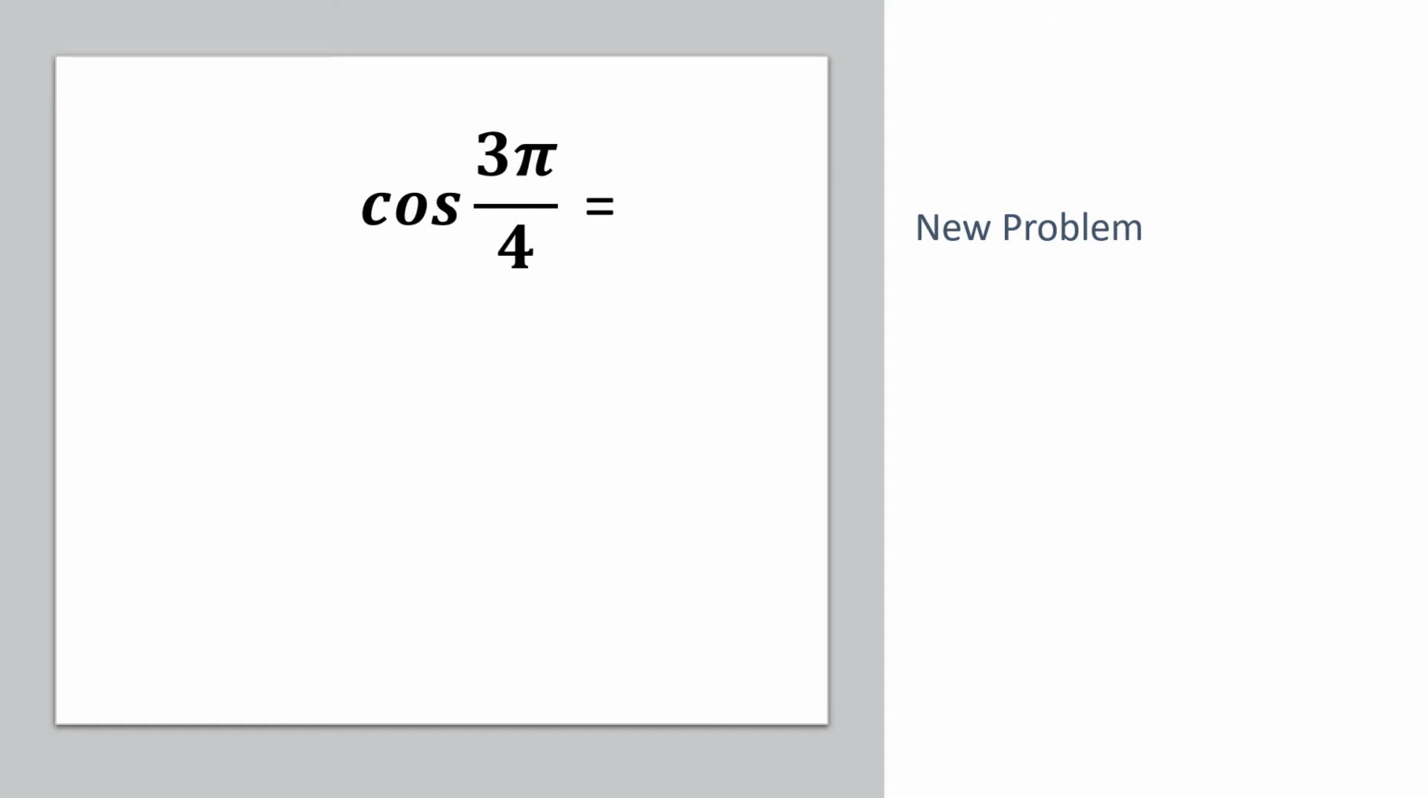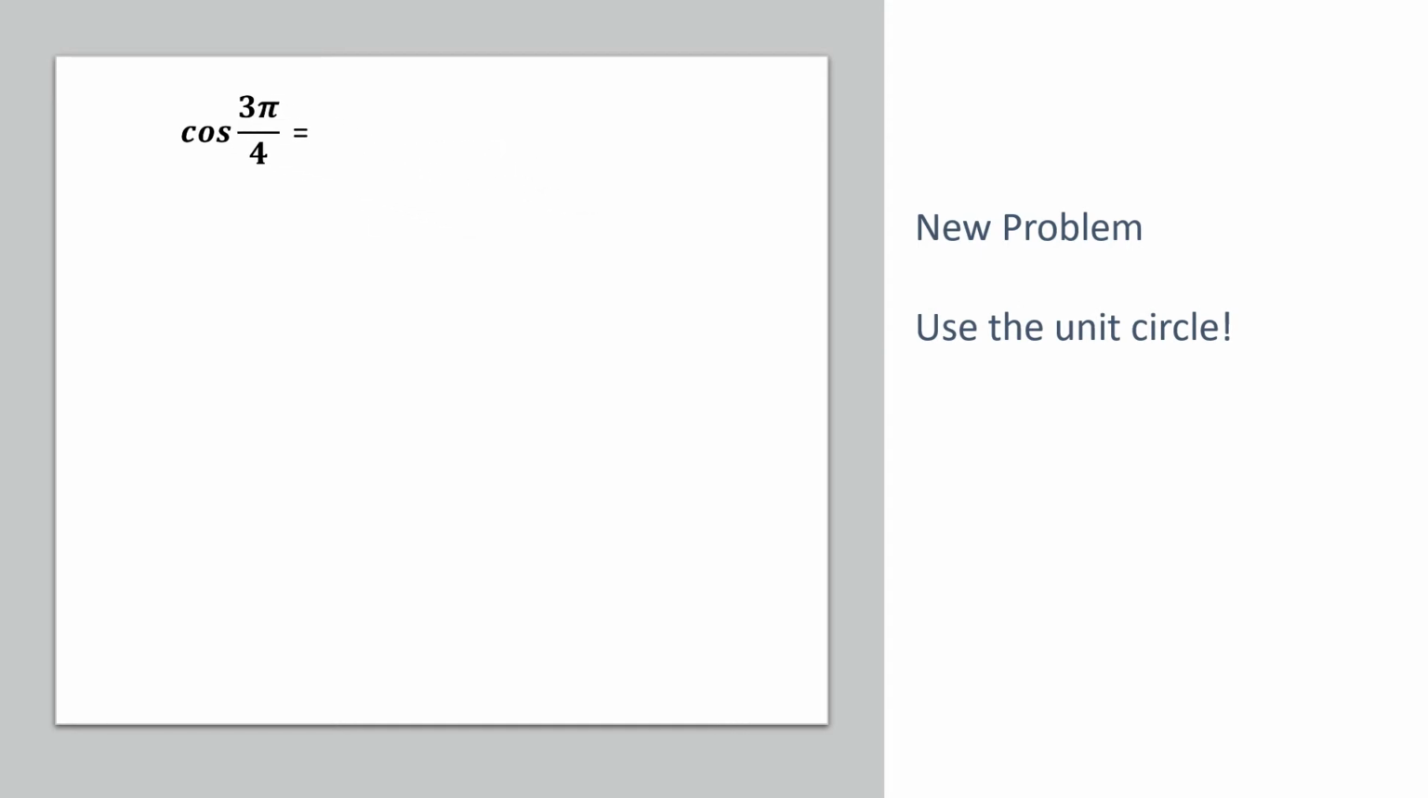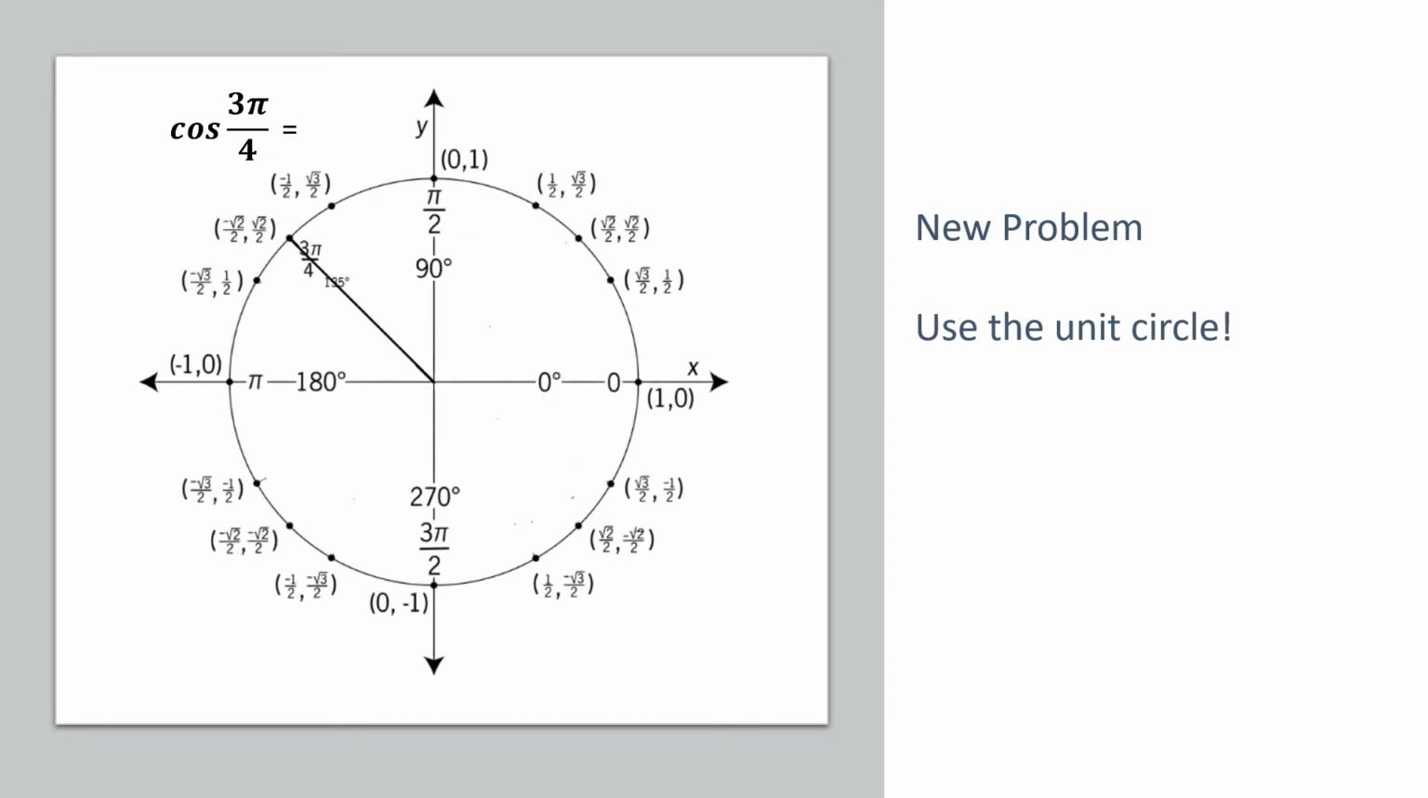So let's look at a different problem. Let's look at cosine of 3 pi over 4. To solve this, I would use the unit circle. What we would get is we would look at the angle 3 pi over 4, which is also 135 degrees, and we would look at the x value at that point on this unit circle, and that would be negative square root of 2 over 2.